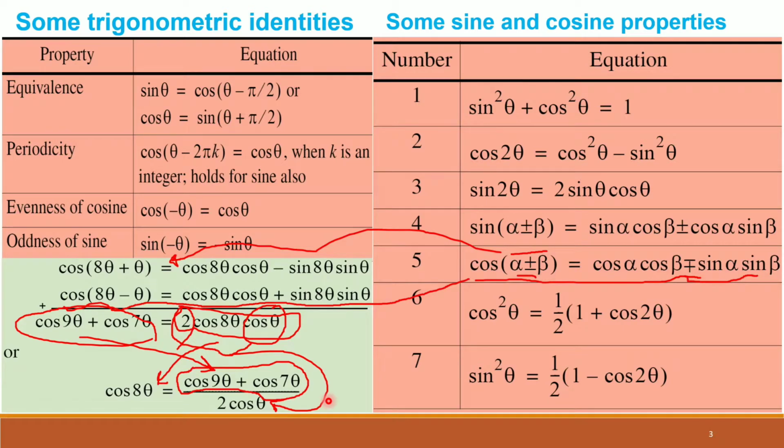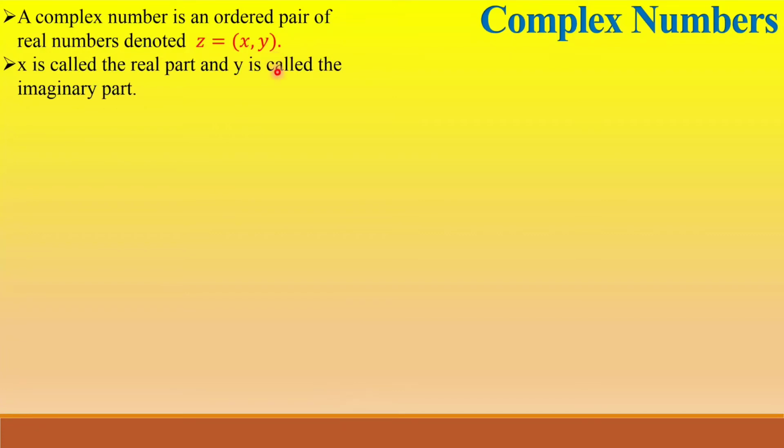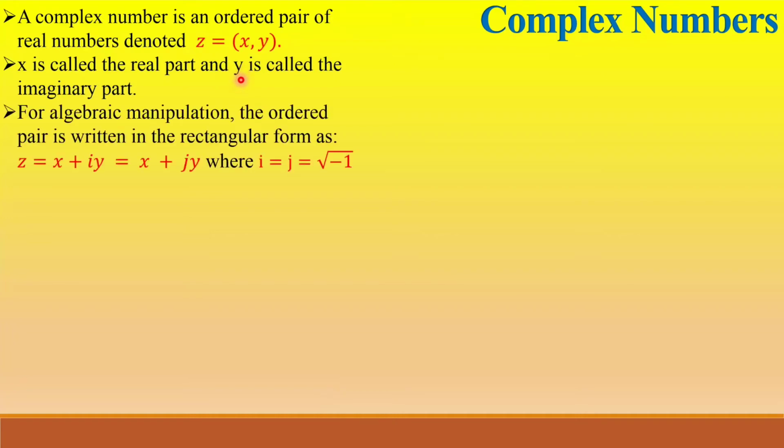A complex number is an ordered pair of real numbers denoted as z = (x, y). The first number, x, is called the real part of z, and the second number, y, is called the imaginary part of z. For algebraic manipulation, the ordered pair is written in the rectangular form as z = x + ıy = x + jy, where ı = j = √-1, that is, ı² or j² is equal to -1.